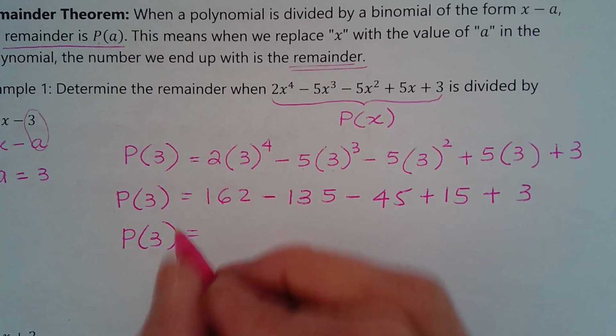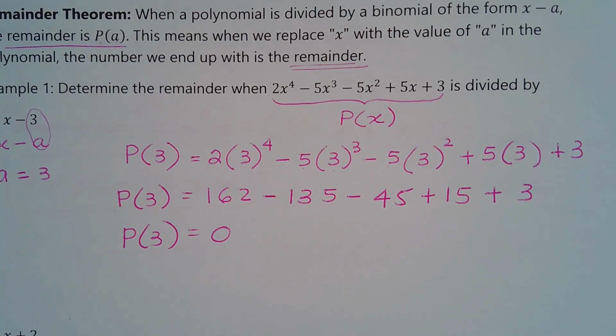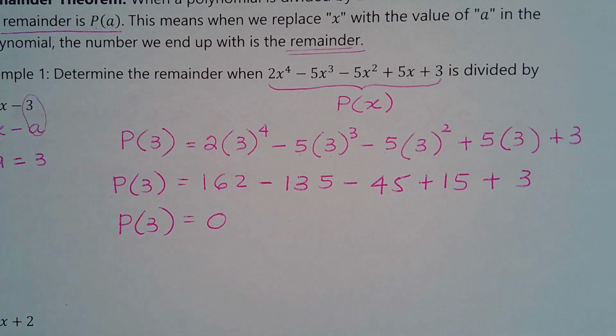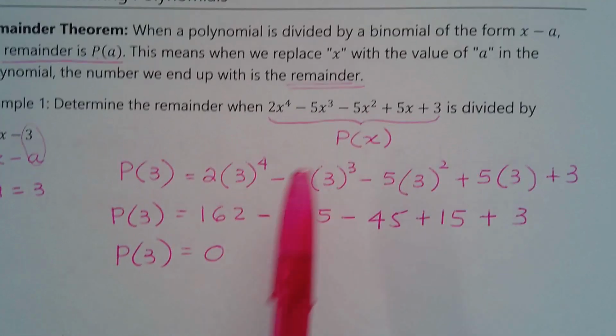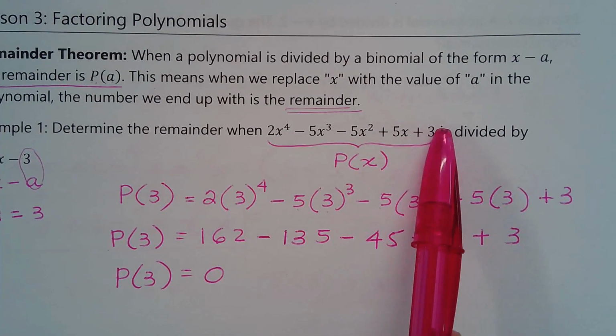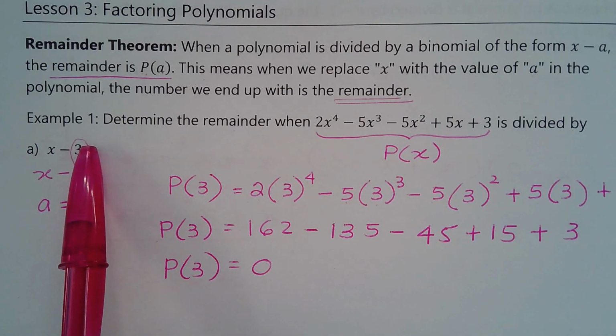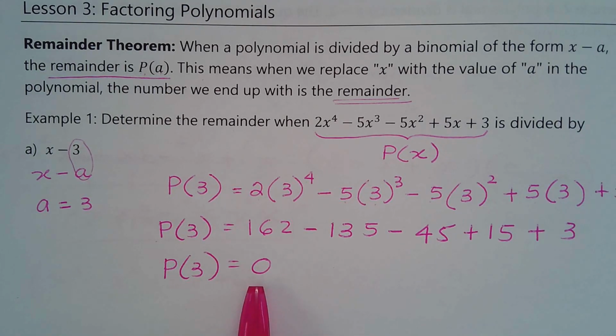Okay. Oh, I got a 0. Did you get a 0? Yeah. Okay, good. So that means what? What did we just do? It means that if we take this polynomial and we divide it by the binomial x minus 3, the remainder is 0. Okay, that's why it's called a remainder theorem.